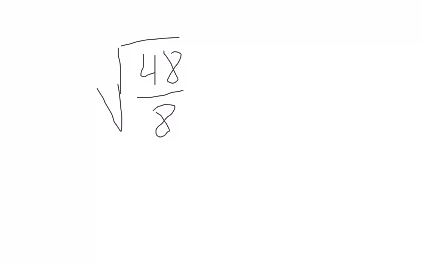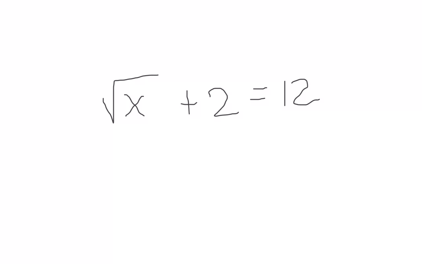In this third problem, we have the square root of 48 divided by 8. Since they're both under the radical, we can divide them. And when we divide them, we get radical 6. Radical 6 doesn't break up into any perfect squares, so we just leave that as our final answer.